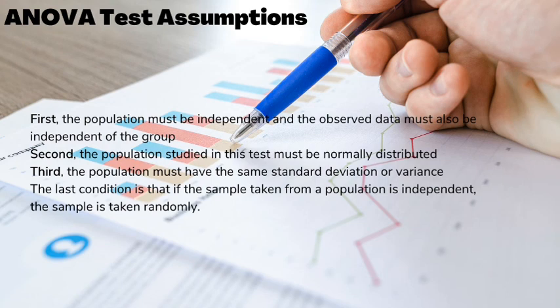Third, the population must have the same standard deviation or variance. This variance similarity will be related to the f-test that will be carried out later. If the variance in the population is not the same, then the f-test cannot be carried out. The last condition is that the sample taken from a population is independent, the sample is taken randomly.